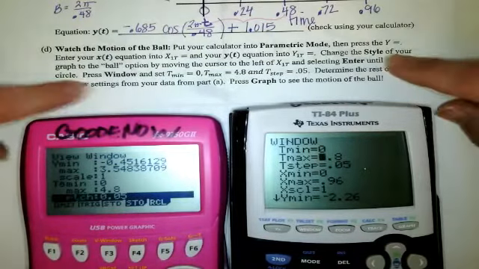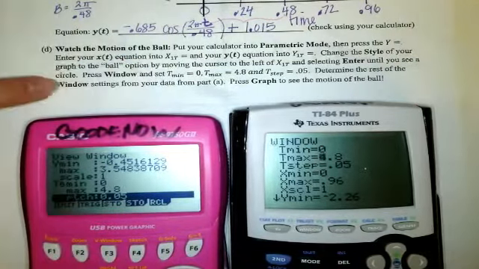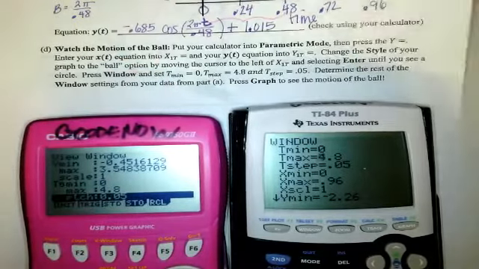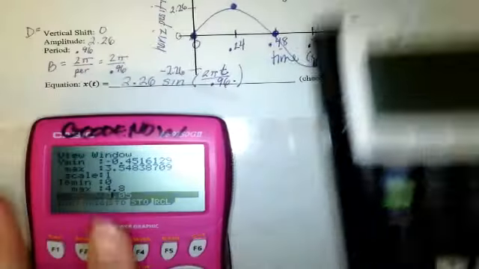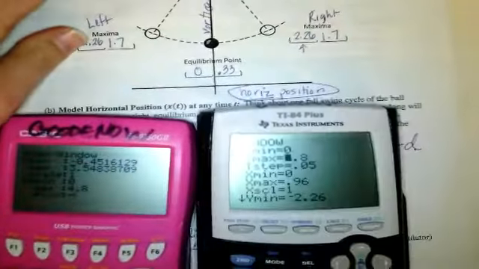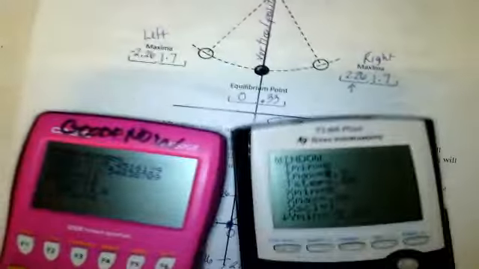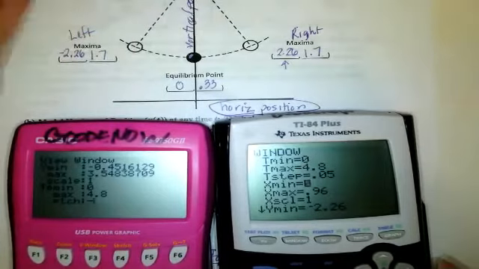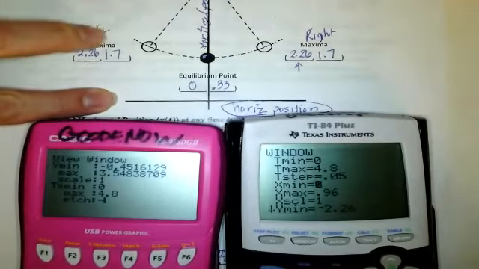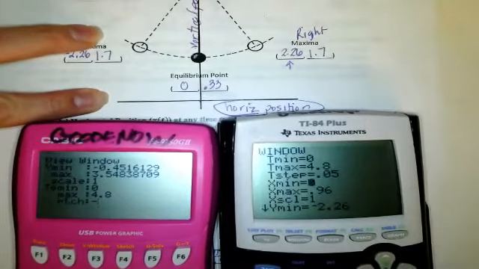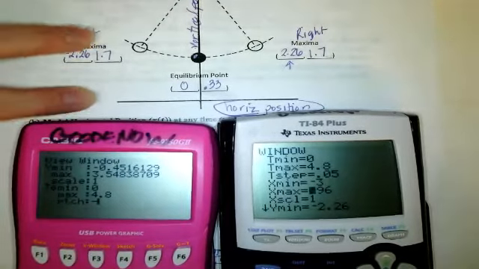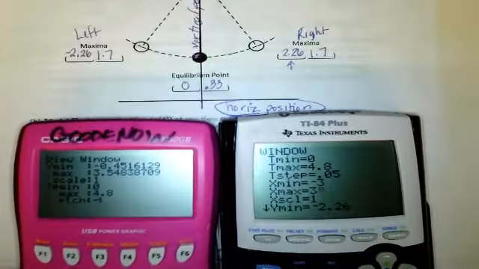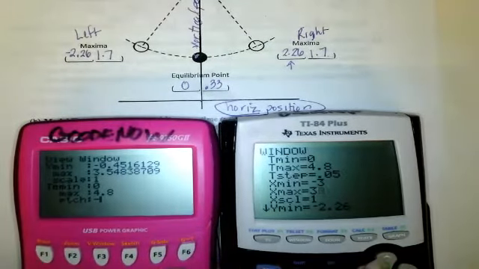And then we need to use the window settings from your data in part A. So we want to set the X-min and X-max based on our graph that we set up in the very beginning, because we want to see the whole motion of the ball, which means that I need my X-axis. How far to the left does my X-axis need to go? Negative 2.26. I'm going to make it just -3. And my X max should be 3. So that'll be fine. So I'm going to do the same thing.